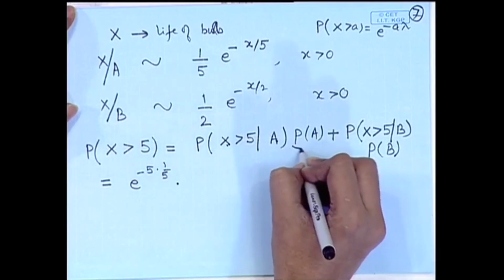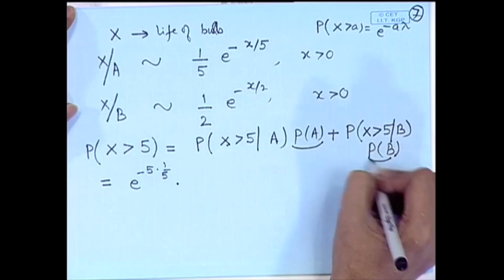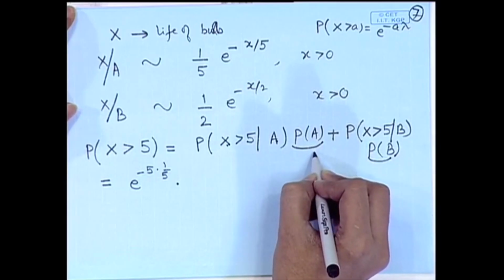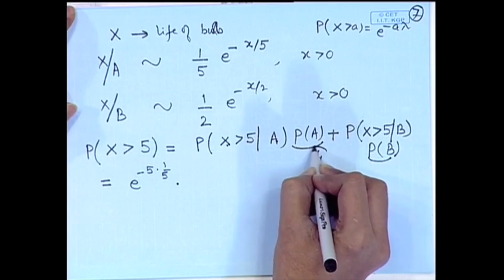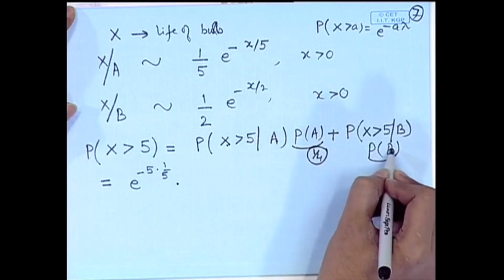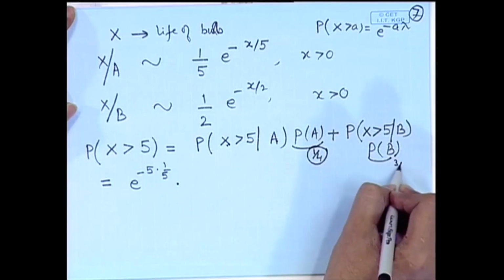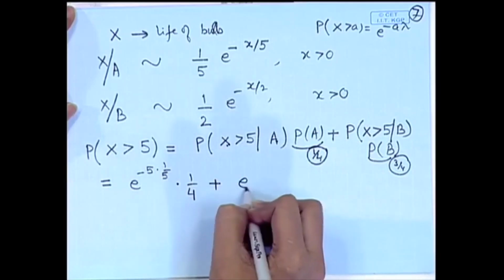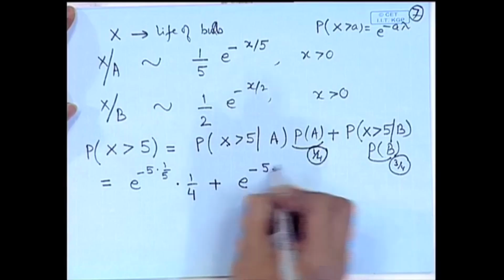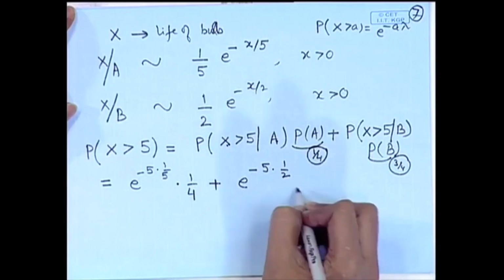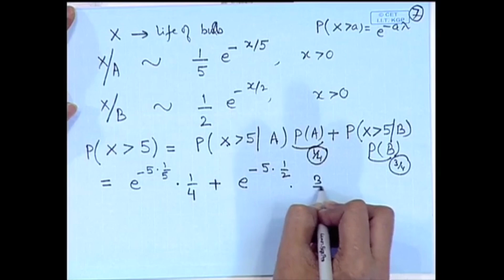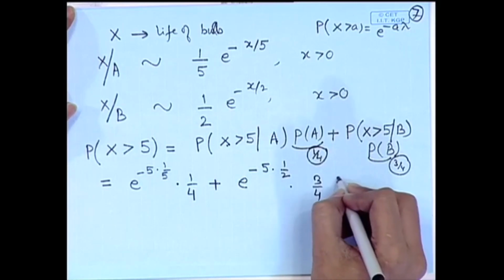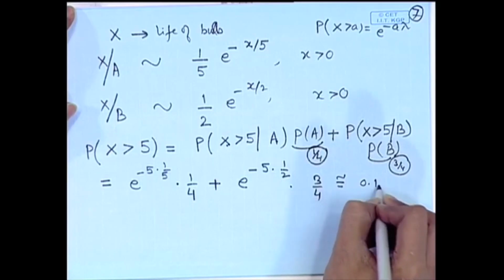Now, what is probability of A? It is given that B produces 3 times as many bulbs as A. So, the probability of the bulb being selected from A is 1 by 4 and the probability of B is 3 by 4. So, this is into 1 by 4 plus e to the power minus 5, here the parameter is 1 by 2, into 3 by 4. So, this can be simplified and it is 0.1534.